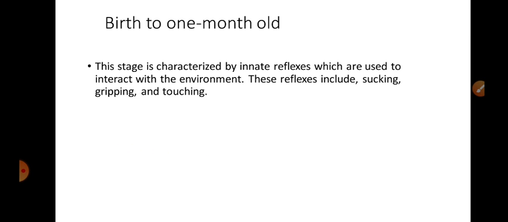First one, birth to 1 month old. This stage is characterized by innate reflexes which are used to interact with the environment. These reflexes include sucking, gripping, and touching. Only these three things. What can a baby from birth to 1 month old do? Only sucking, gripping, and touching the mother's hand or any other things which are near to the hand.